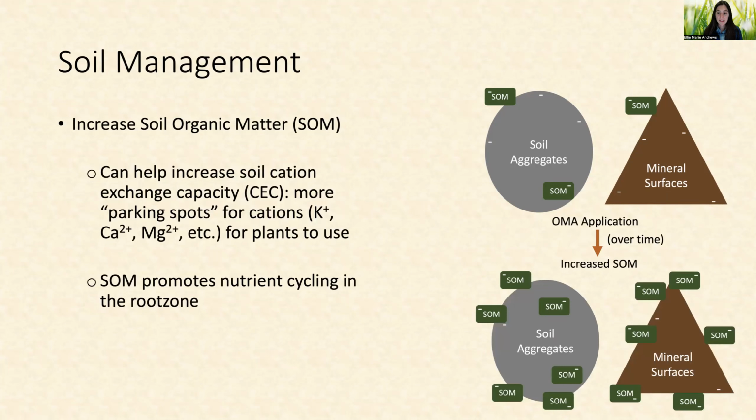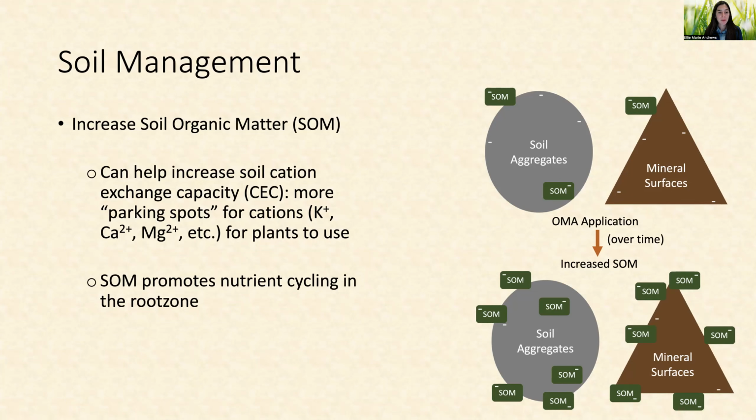So over time, if you apply organic matter amendments, and you also use other practices too, like reduce soil disturbance, maybe cover crops, you're going to see an increase in soil organic matter, which is what we want. And that's great because essentially you're increasing the parking spots or cation exchange capacity, like I mentioned briefly earlier. That helps create more spaces for cations to come park and wait for plants to use and access. So this is really nice because it helps increase the soil capacity to hold on to cations.